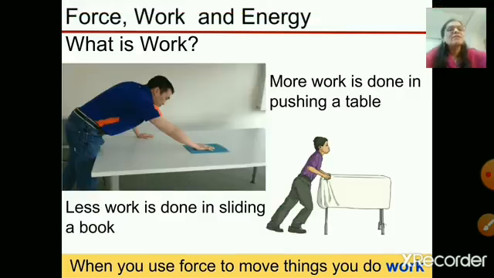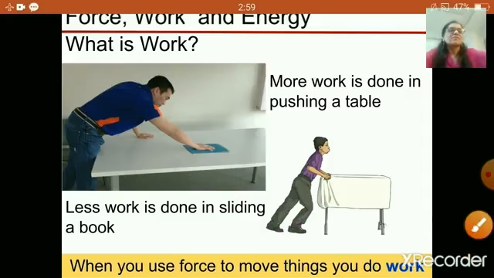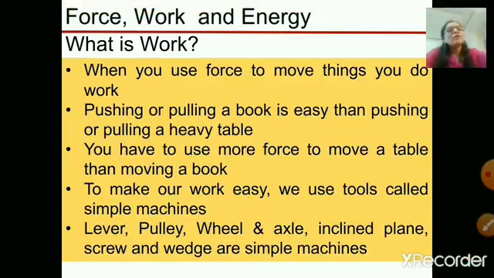See here, a man is sliding a book, right? So you can say less energy is used, less force is used, and less work is done. But in this picture, a man is trying to push a table. Obviously the table is heavier than the book, so more force will be required, and more work is done, right? So when you use force to move things, you do work. By pushing or pulling, you use force and move things, and that is called work done.